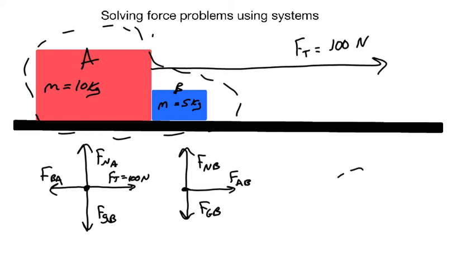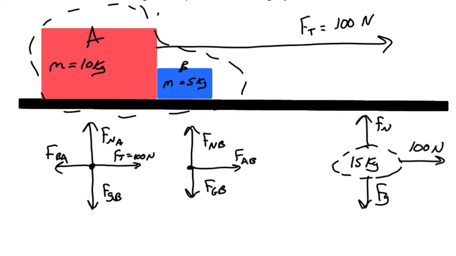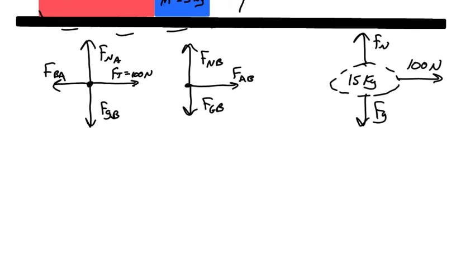So instead, I'm going to look at this 15 kilogram object, which has a 100 Newton force to the right. It's got a normal force up and an overall gravitational force down. I don't really care about the up and down forces here, though, because it's only going to accelerate in the horizontal direction. So now at this point, it's a very straightforward problem. I do my Newton's second law equation.